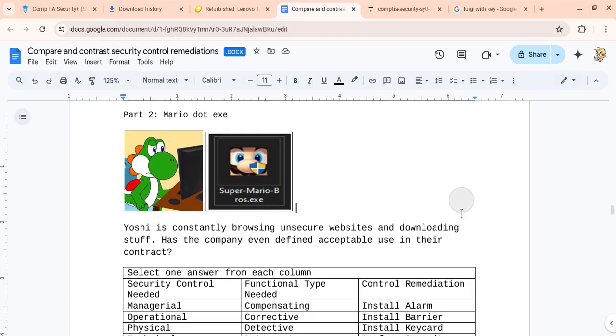Mario.exe. Maybe some of us know some Yoshis out there. They just end up with all these malware. How does it keep happening? Okay, Yoshi is constantly browsing unsecure websites and downloading stuff, whatever that means. Has the company even defined acceptable use in their contract?